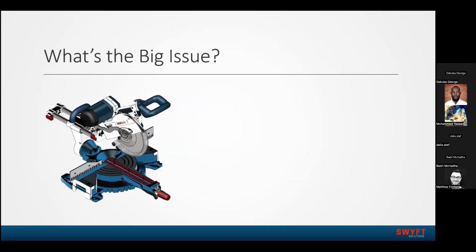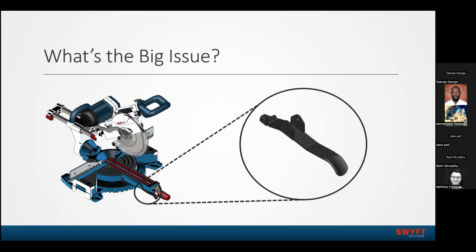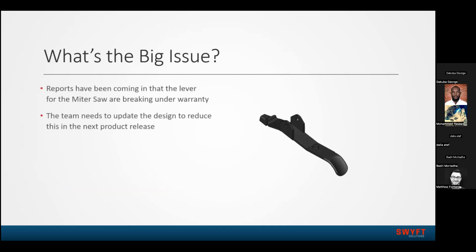So today we're going to be taking a look at a miter saw here that has been receiving some reports about the lever breaking. So this is an issue that has been identified through customer reports where they are getting reports that before the warranty has expired, the lever is breaking. So in order to reduce this issue, we need to update this lever in the next product release.